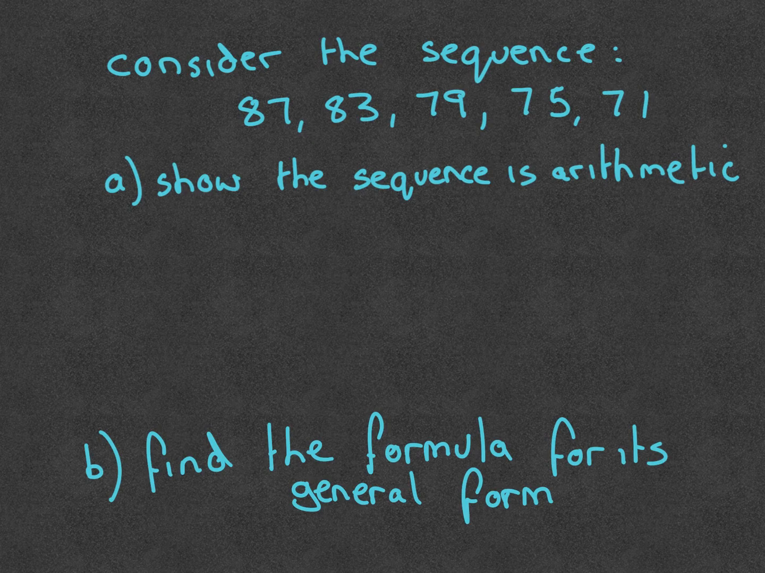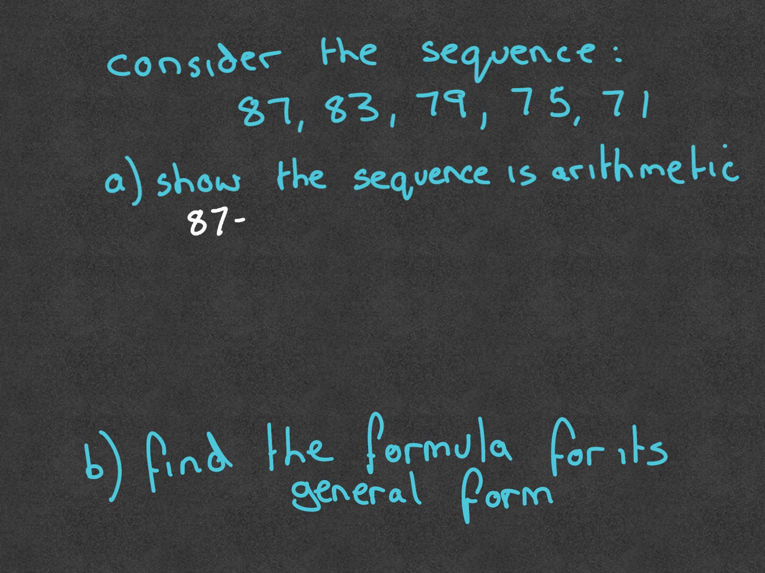The final thing I wanted to do was work through one question on these types of sequences. If we have a look at this question, it says consider the sequence below: 87, 83, 79, 75, 71. We want to show that the sequence is arithmetic, so that we're able to use the equation for arithmetic sequences to describe it. It's only an arithmetic sequence if there is the same difference between each number in the sequence. So we can quickly work that out.